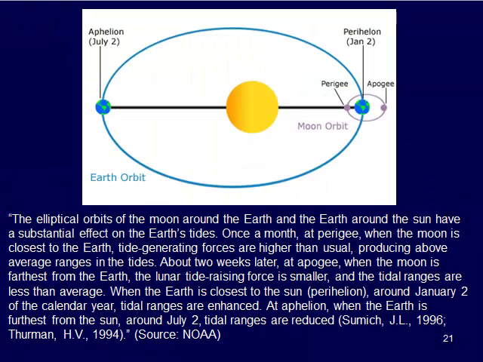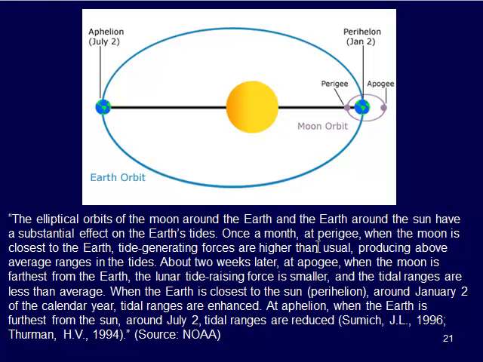And then just to show you here, another image that's on that website, showing the sun, the Earth's orbit around the sun, and then the moon rotating around the Earth. So we have this elliptical orbit around the sun, and then this slightly elliptical orbit of the moon around the Earth. Once a month, what we call perigee, is when the moon is closest to the Earth, and we have really, really high tide generating forces, or higher than usual. So they produce above average tidal ranges.